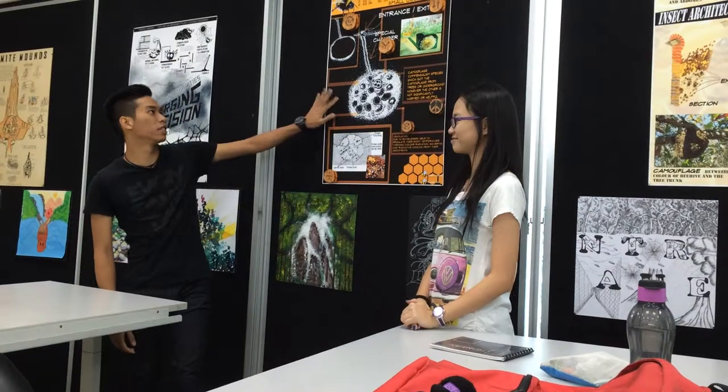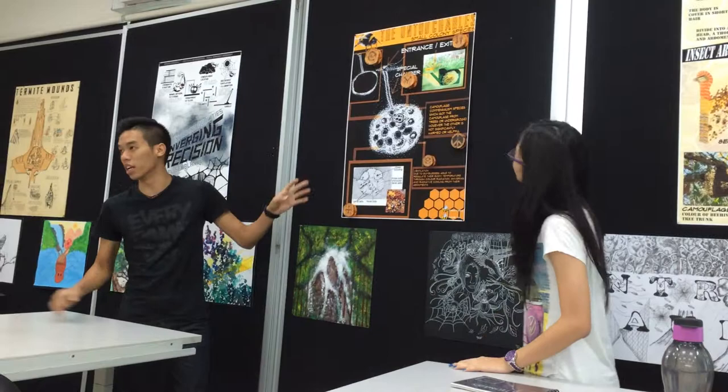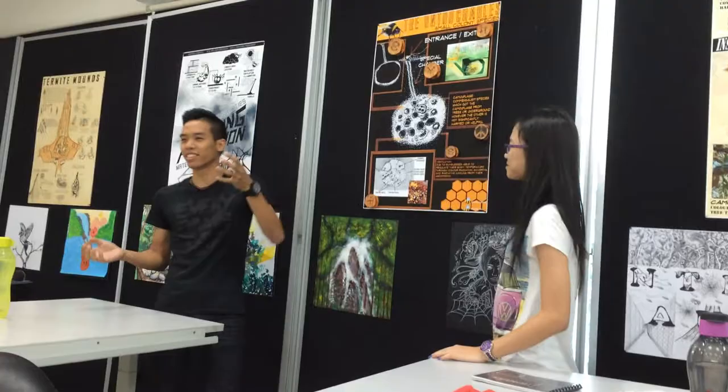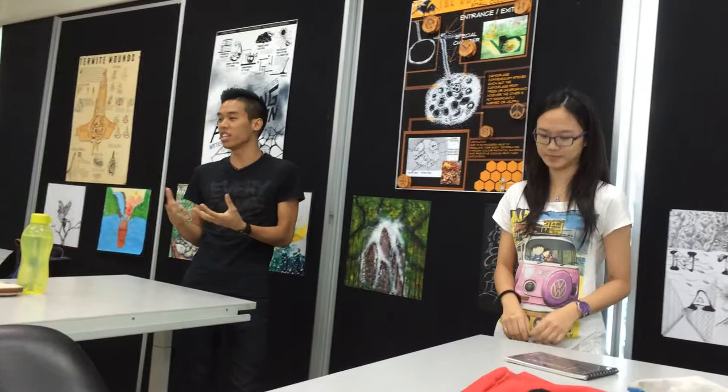We're doing the beehive, and there's a lot of classifications of bee, like bumblebee, honeybees, and a lot more. But then we choose the bumblebee because their structure is interesting. And then they are in a small colony, and they move rapidly.